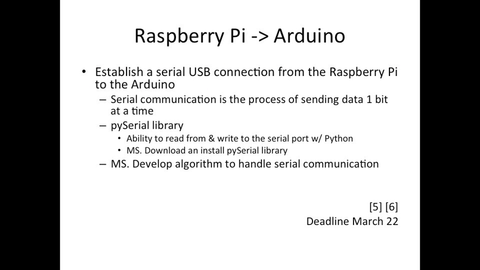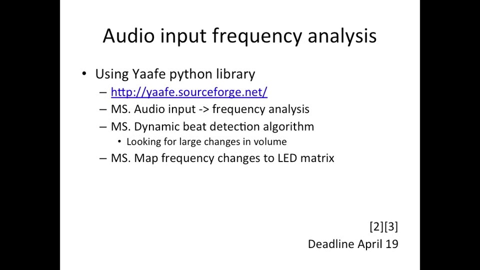The next step is to connect the Arduino to the Raspberry Pi. To do this, we need to establish a serial USB connection from the Raspberry Pi to the Arduino. This serial connection enables us to send data one bit at a time. We'll be using the Pi serial library to read from and write to the serial port with Python. We'll also need to develop a bit of code to be able to handle this process of communication. I have a deadline set of March 22nd, 1 week after the previous deadline.